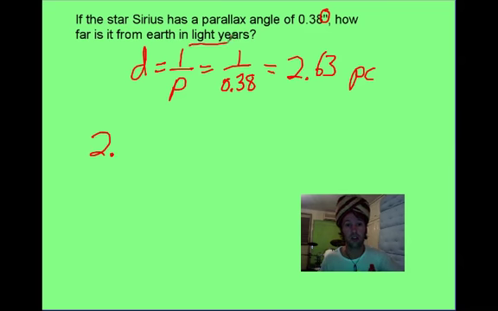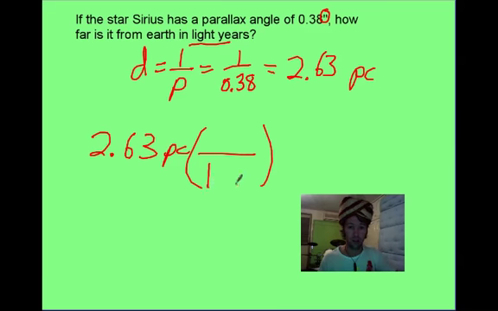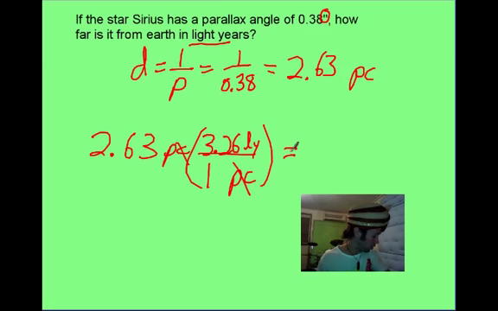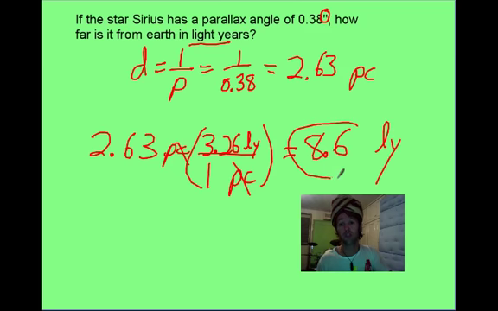So you've got to convert it to light years. So we got 2.63 parsecs, and our conversion factor is that 1 parsec is bigger than a light year, so it's equal to 3.26 light years. Parsecs cancel, and we end up with about 8.6 light years, which is crazy, crazy far, meaning when we see Sirius at night, we're actually seeing it as it was 8.6 years ago.